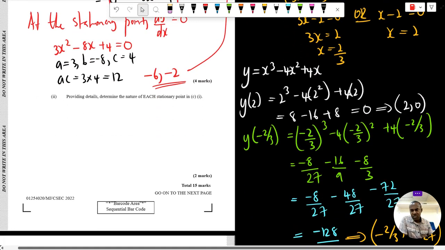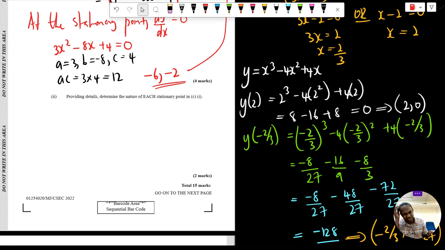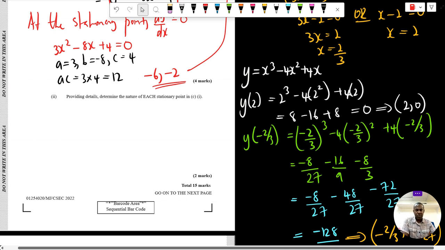But now they want us to provide details: determine the nature of each stationary point. What we're going to do is find the second derivative and evaluate it at each of these stationary points, and that should tell us whether it's going to be a maximum point or a minimum point. So first of all, what is our first derivative?